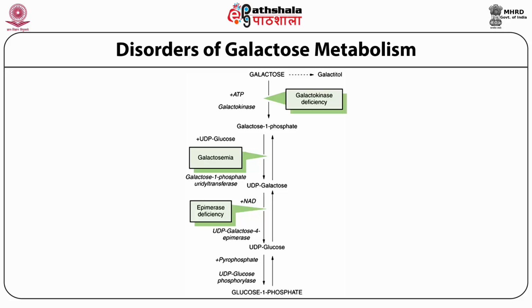Another disorder is a deficiency of uridyl diphosphate galactose 4 epimerase. This is an autosomal recessive disorder. This deficiency prevents the conversion of the modified form UDP galactose to another modified form, that is UDP glucose. As a result, compounds associated with galactose processing get accumulated to toxic levels. Symptoms of this include cataract, intellectual disability, and damage to the kidney, brain, and liver.